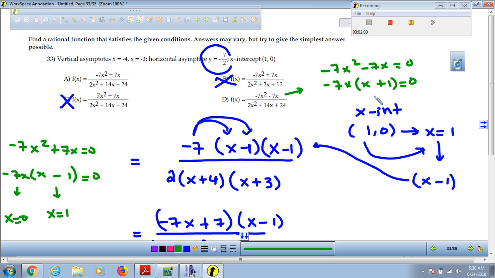And so when you solve this for x, this is going to be negative 1. See, and that's not the x-intercept that you have here, so no, this is not what you want. Therefore, this is not the answer. The answer has to be this one.